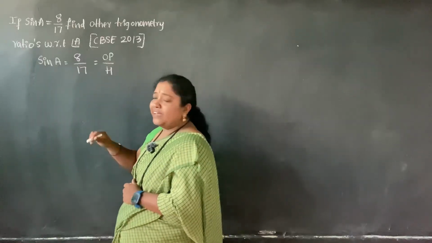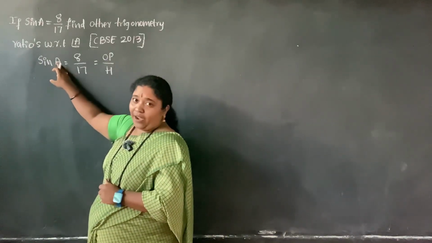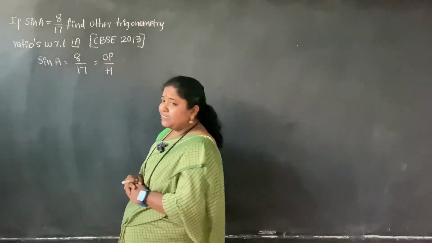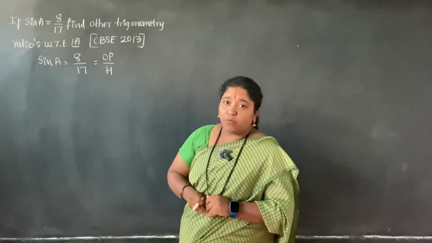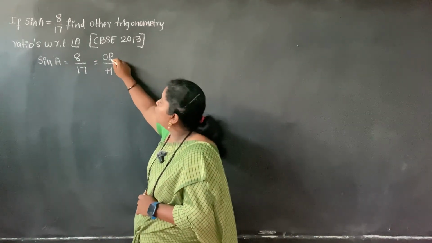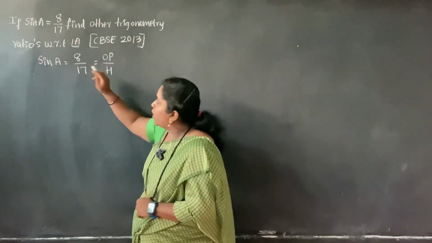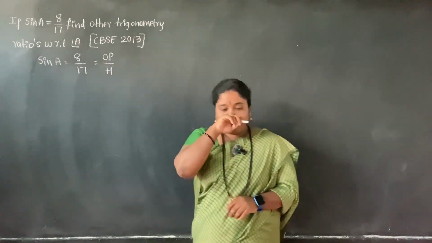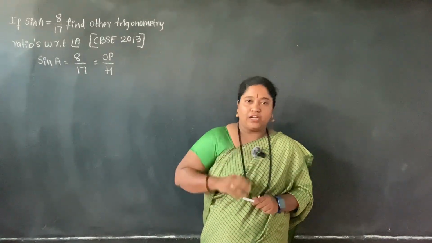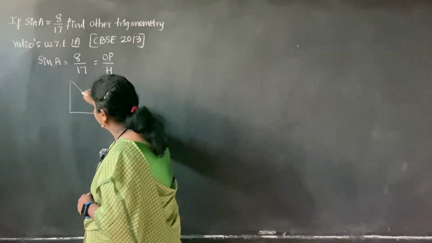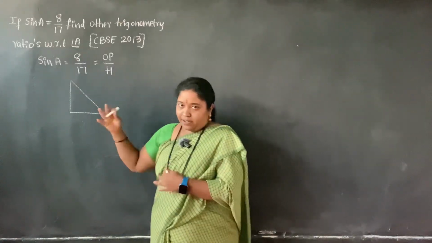What is provided, dears? Sine A is provided, where sine A is nothing but 8 by 17, and you already know the formula. Sine is the ratio of opposite to hypotenuse. So opposite is provided, hypotenuse is provided. You need to find the other part. Fine. So we'll draw the right angle triangle. It becomes very easier for us to find the next side.